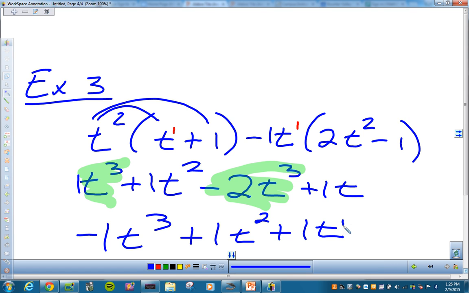Yeah, exactly. So you have to combine them. You can't combine those. Only with the like terms can you combine.